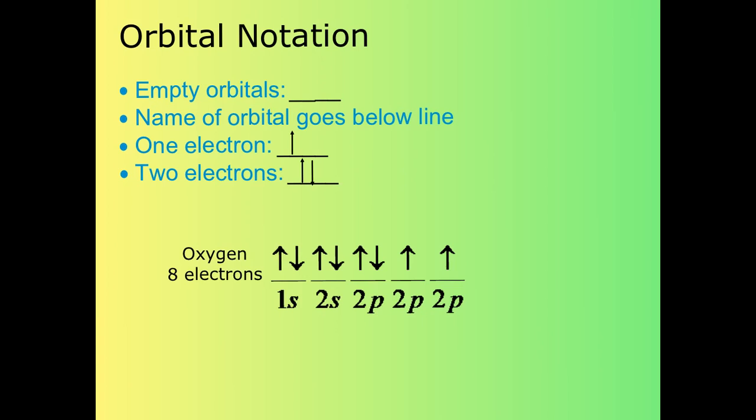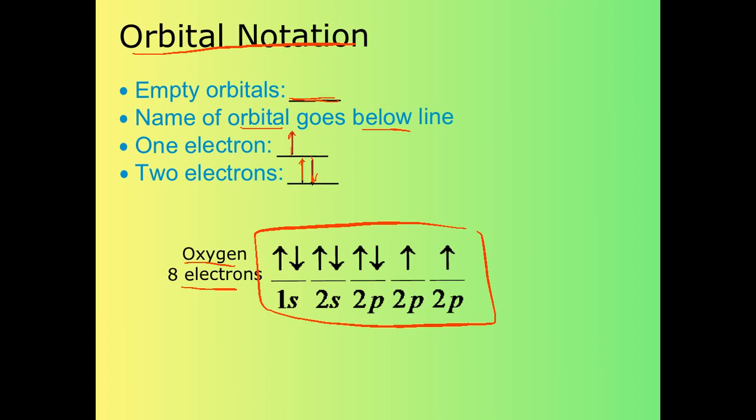Alright, now we're ready to put these 3 rules into practice. The first thing we'll practice is what's called orbital notation. We just draw a line to represent an empty orbital. We put the name of the orbital below the line, and you put electrons with an arrow up or down to represent the different electron spins. So here's an example of oxygen having 8 electrons, and this is what we would call the orbital notation for oxygen.